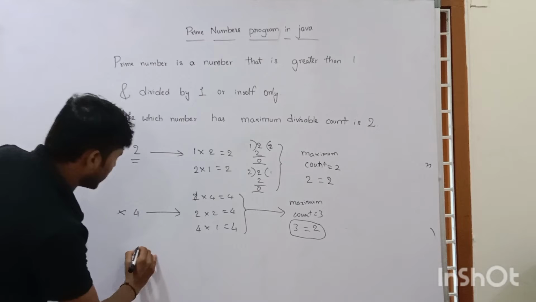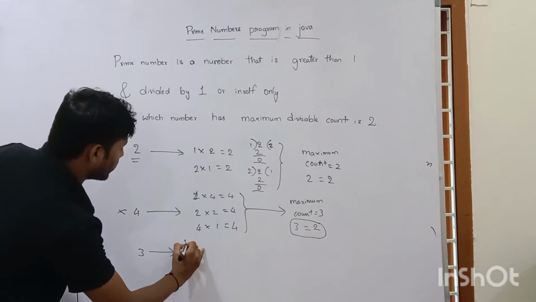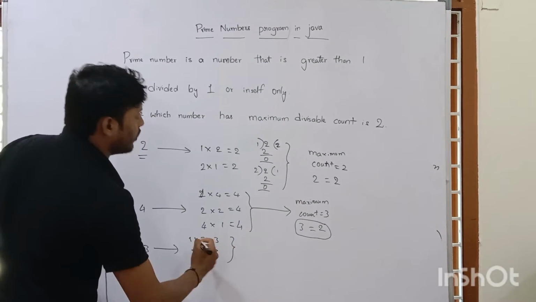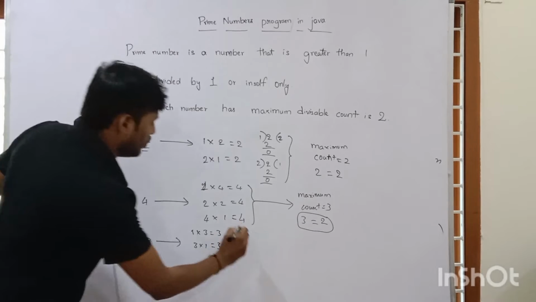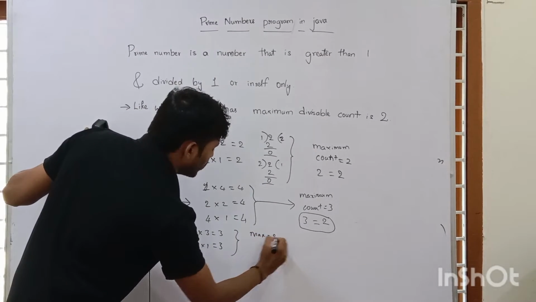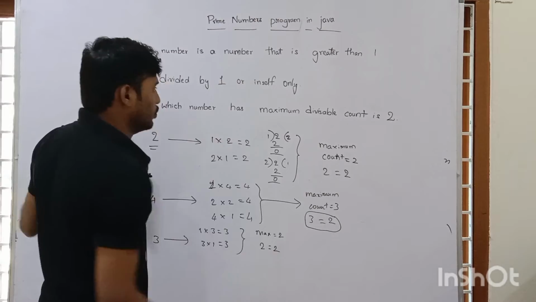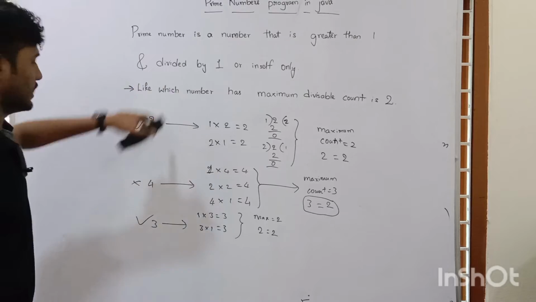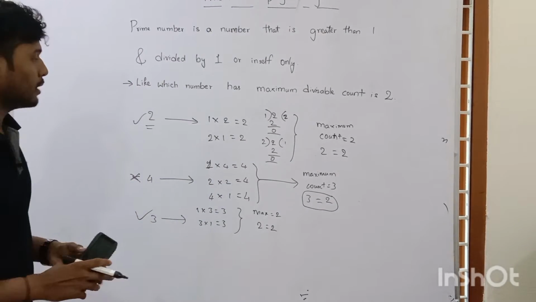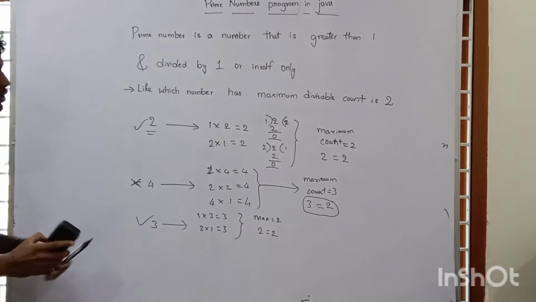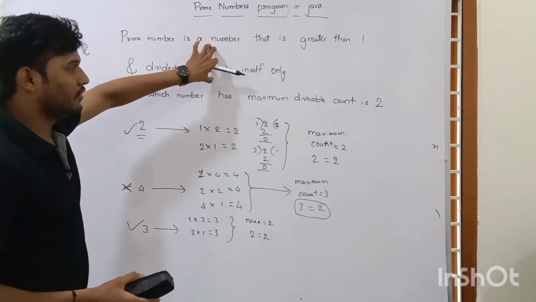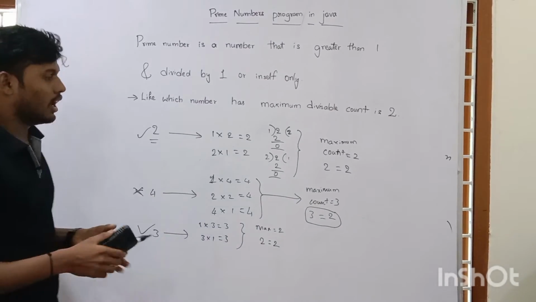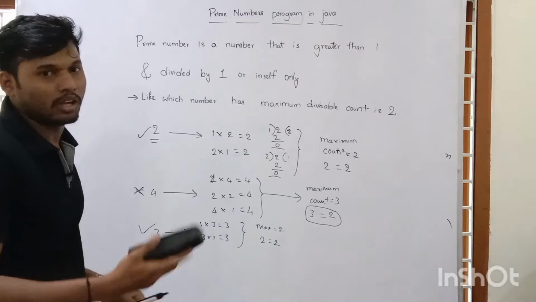Like that we have 3 also. 3 contains 1 threes are 3, and then 3 ones are 3. Other than that we don't have further divisibility. So here the maximum count is 2, and 2 equals 2. Now 2 and 3 satisfy the prime number definition, and 4 does not. This is the definition and these are the rules for prime number declaration. Now we need to go through how we can implement this in a programmatic way.